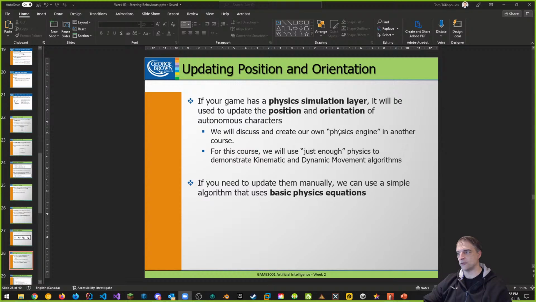So we have Physics 2D coming up in summer, and some people will take it in the fall, but I think it's great. You'll learn about physics equations for motion and all that stuff. We'll also touch upon or do an intro to some of those kinematic equations here in our AI course, because we need them for movement. So again, we can use basic physics equations for those things.